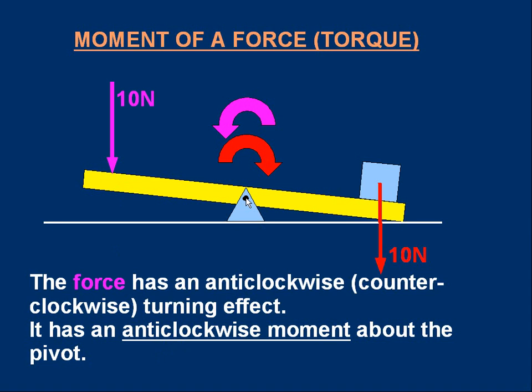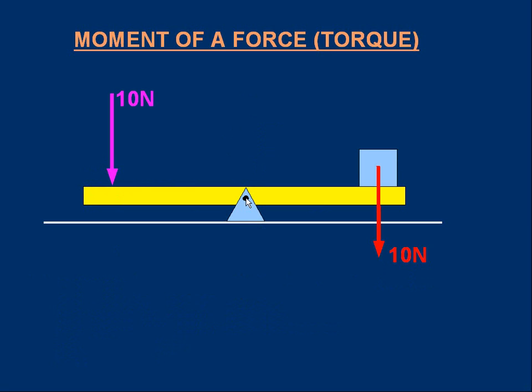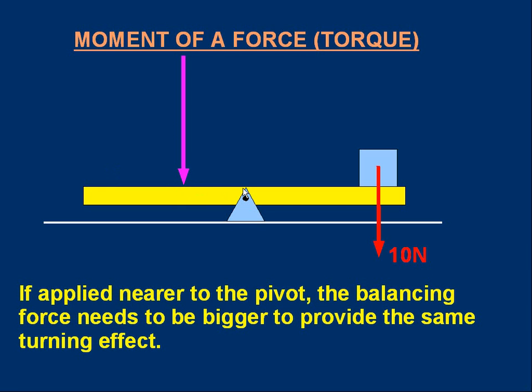So get back to our horizontal balanced equilibrium state. Of course, I could achieve that by pressing it at a different point on the left of the seesaw. I could press a bit nearer to the fulcrum. If I did that, would I need a bigger or smaller force, do you think? And I hope you know from your experience that if you press nearer to the fulcrum, nearer to the pivot, you would need a bigger force than 10 newtons to balance it. So if applied nearer to the pivot, the balancing force needs to be bigger to provide the same turning effect, the same moment.